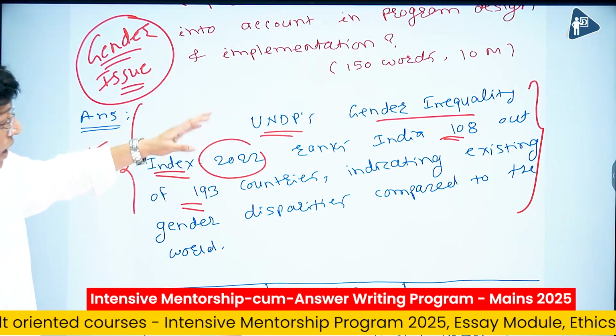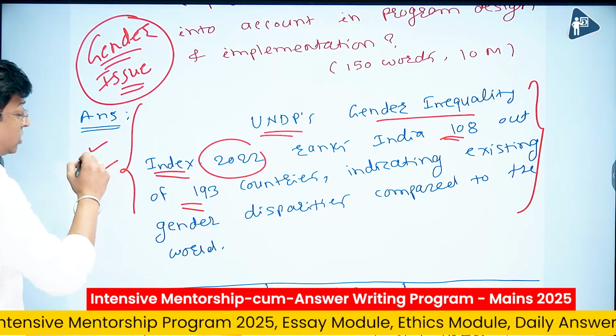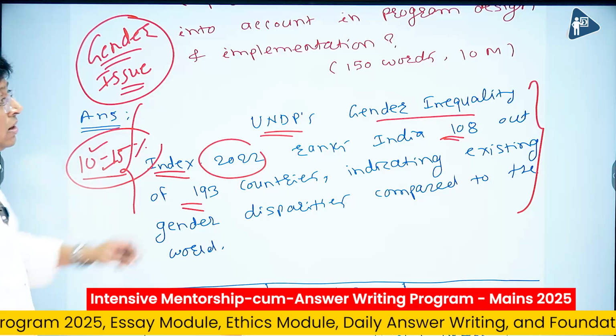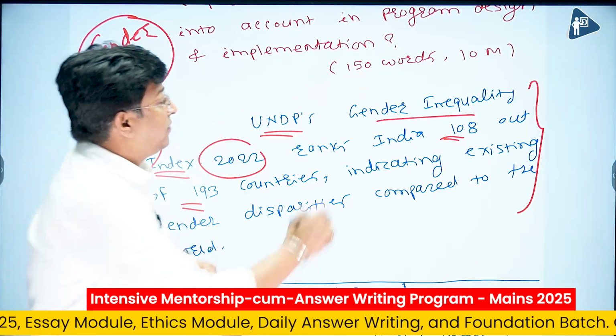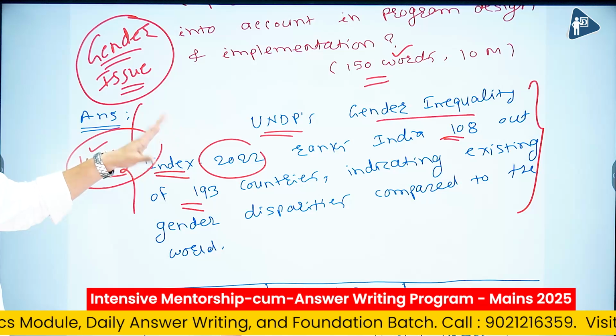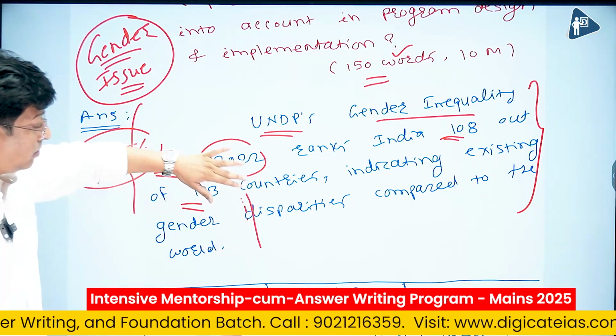Now I will go to the main body, the main answer. Always remember your introduction should not be more than 10 to 15% of the word limit. As this question requires to be written in only 150 words, as it is a 10 marker question, your introduction should not be more than 20 or 25 words. So always remember this.